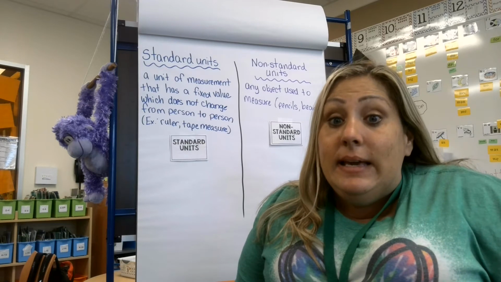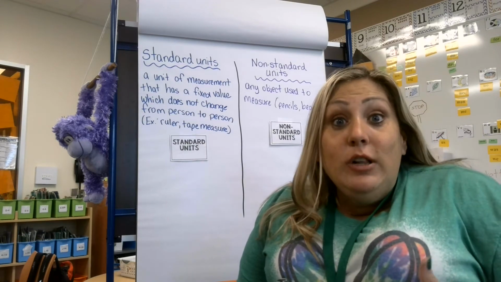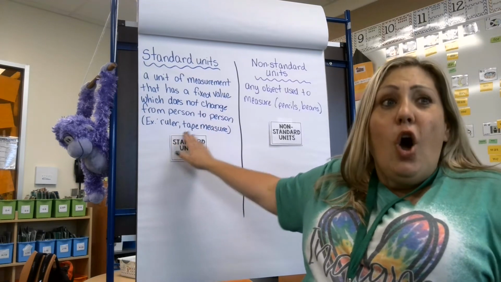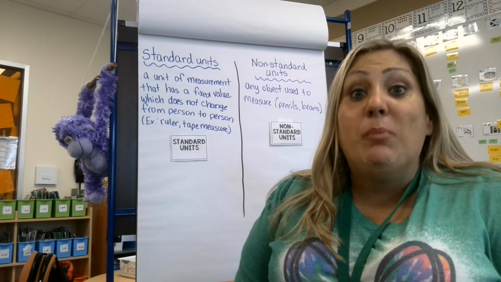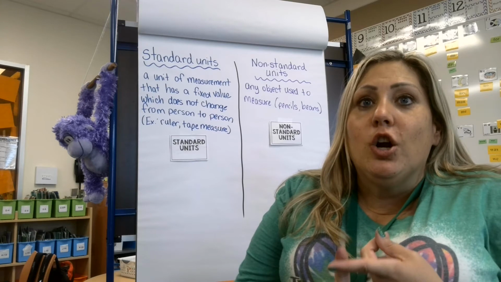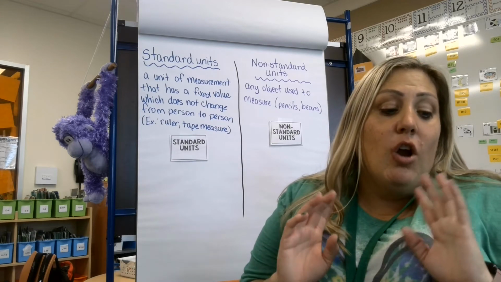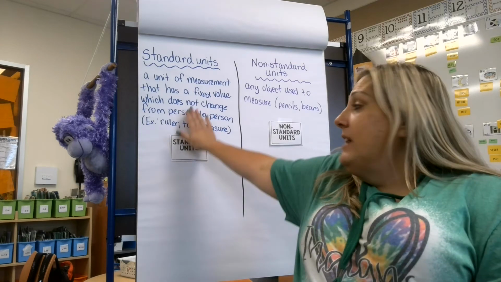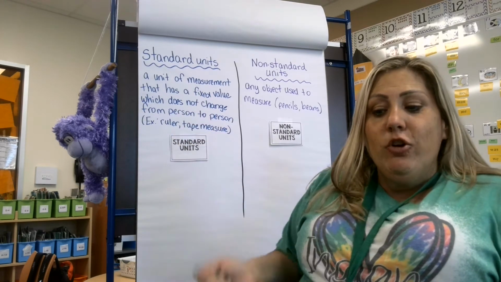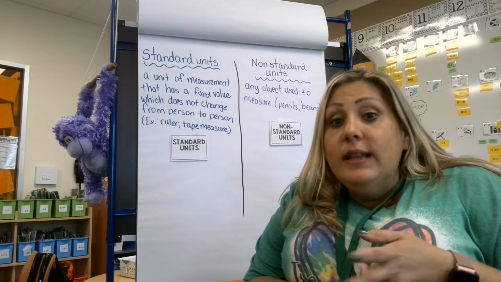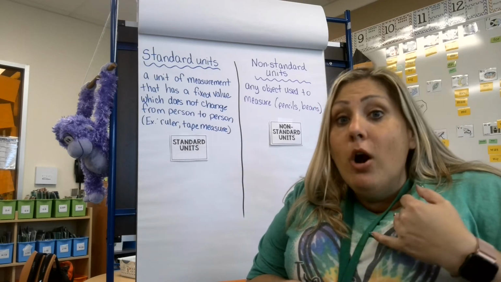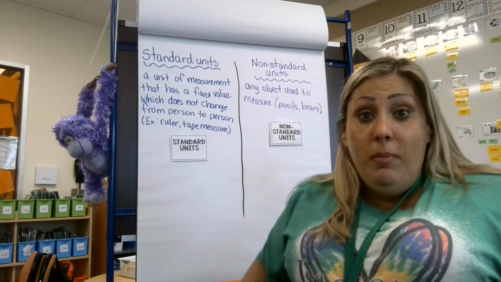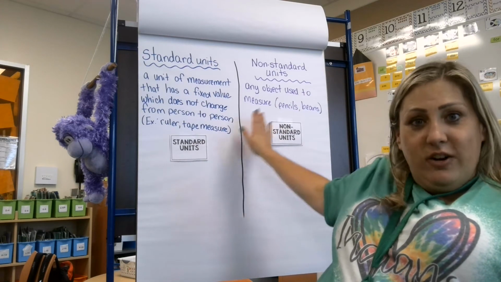Pencils, beans, paper clips, but those standard units are things that people would use that would be the same. A ruler, a tape measure, yardsticks, all of those would be standard units. But if you're using cubes, links, teddy bears, marbles, pennies, any of those items that you would have at home, those would be non-standard units.